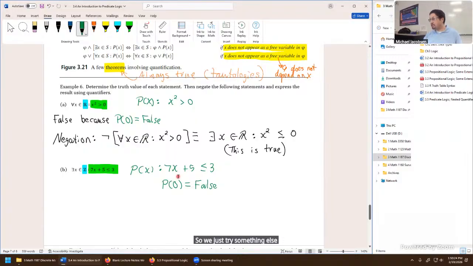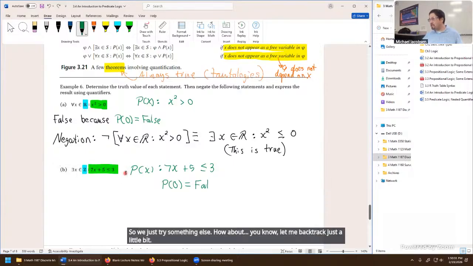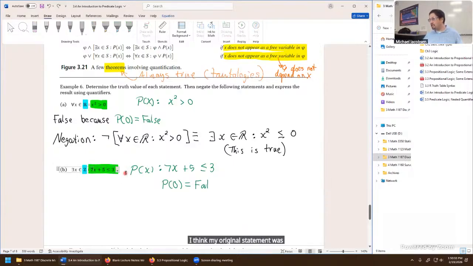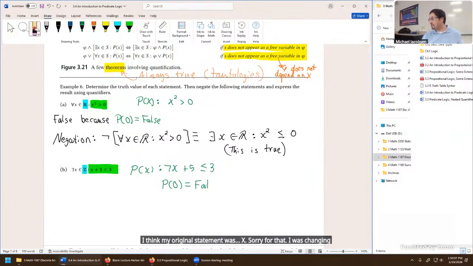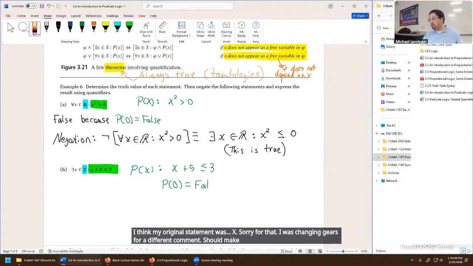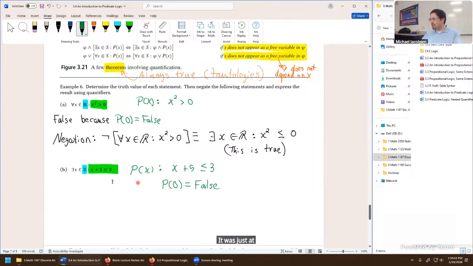Let me backtrack just a little bit. I think my original statement was x. Sorry for that. I was changing gears for a different comment. Should make it look back like what the notes were. So it was just x plus 5 originally. Sorry for that change and forgetting I made the change.